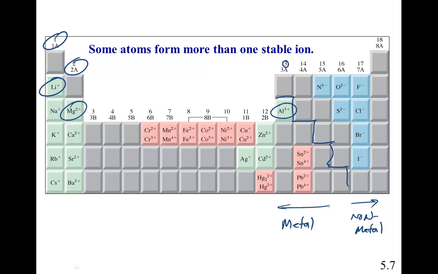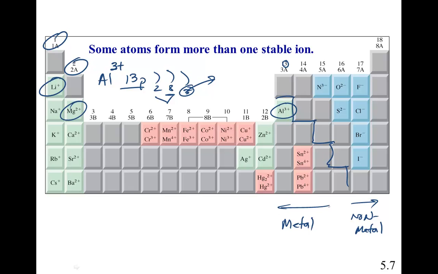And again, why this happens, let's look at aluminum. Aluminum has 13 protons, 2 electrons in the first shell, 8 in the second, and 3 in the third. Aluminum is going to lose all 3 of those electrons to get a full outer shell of 8. And now we only have 10 electrons and 13 protons, so aluminum becomes a 3 positive ion.